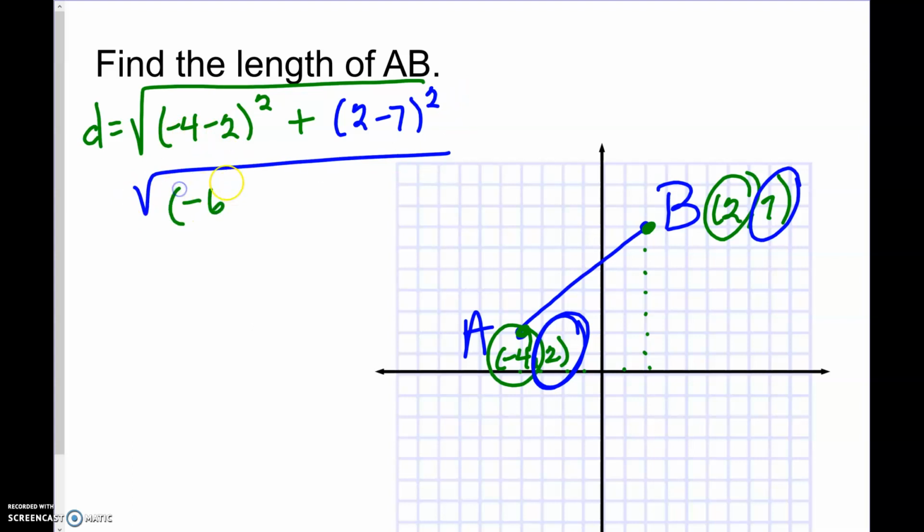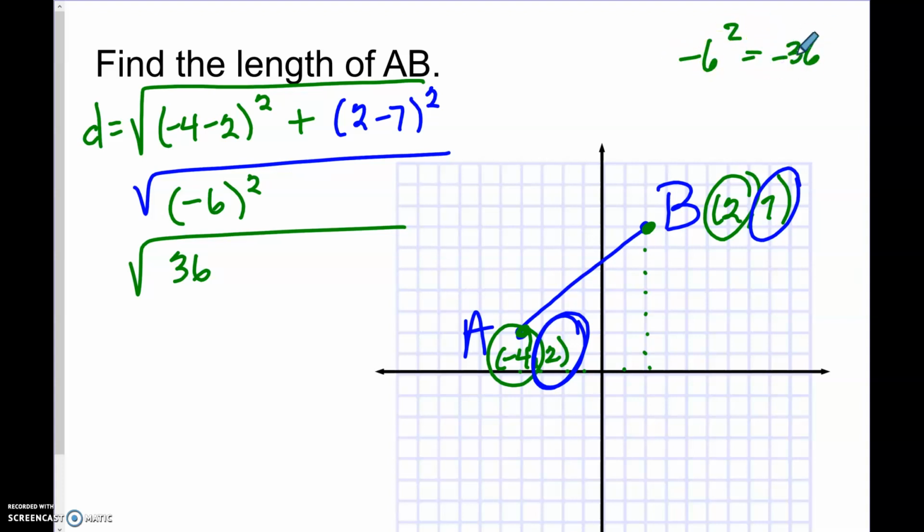Now make sure you put parentheses around this and square it so you get the right answer of a positive 36. If you just type -6 squared into your calculator, it's going to square 6 and get 36, and then put a negative in front of it. So make sure you put parentheses around that if you're going to use your calculator. All right, in the blue one, 2 minus 7 is going to be a -5, and square it. And -5 squared is 25.